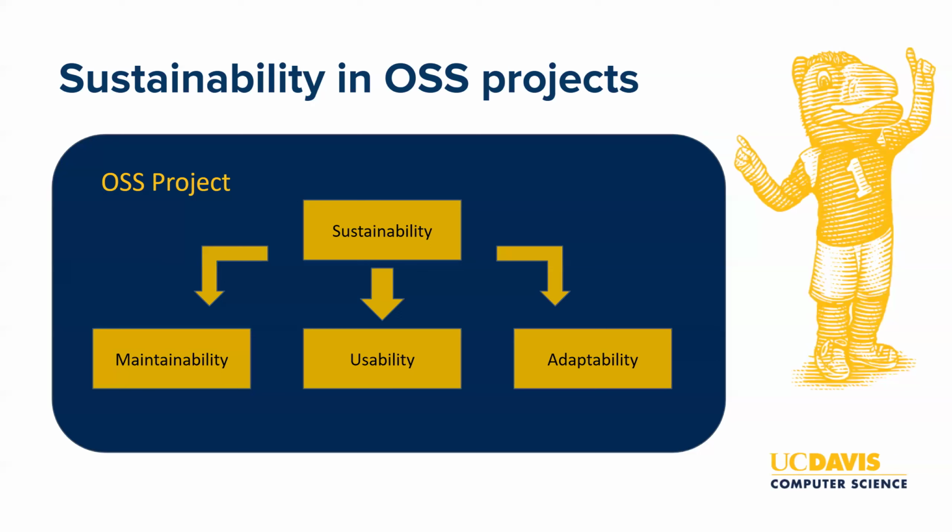So what exactly is sustainability in OSS projects? Sustainability is basically to ensure long-term maintainability, usability, and adaptability. Increasing sustainability would create a significant improvement in the process of software development. But as the code complexity increases, it becomes harder to keep track of the sustainability.